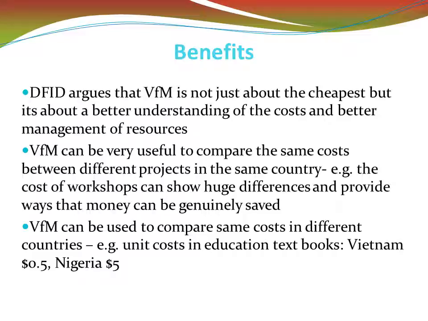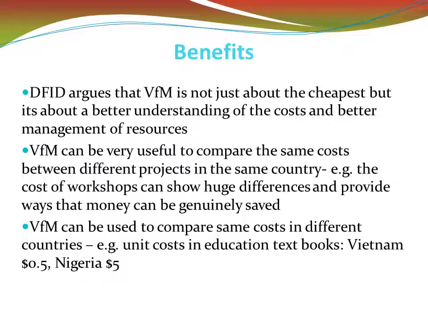There's no doubt that value for money can be very useful to compare the same costs between different projects in the same country. So let's take 2 projects in Nigeria carrying out workshops. And if you look at the unit costs of one, they're half the cost of the other project. So clearly we need to understand why there are different costs. And it looks like there may be some genuine ways to save money. Because we know that workshops can be hugely expensive if you go to a hotel.